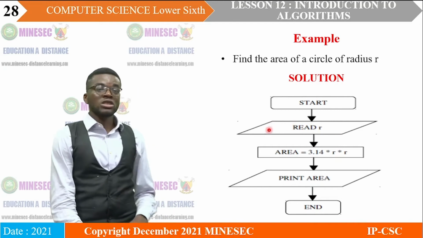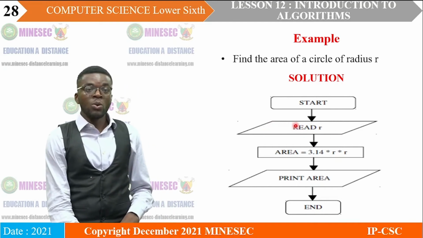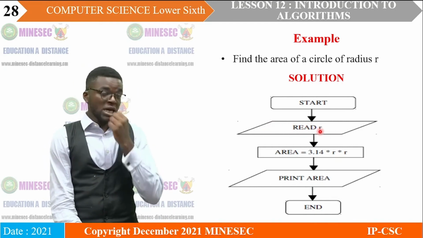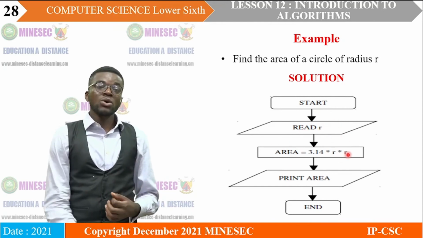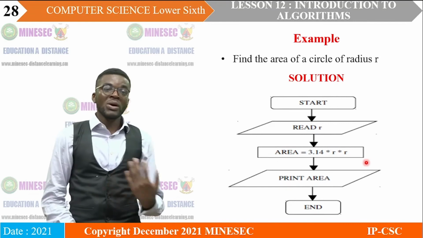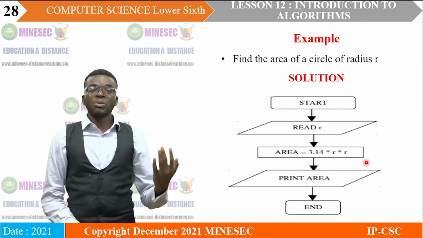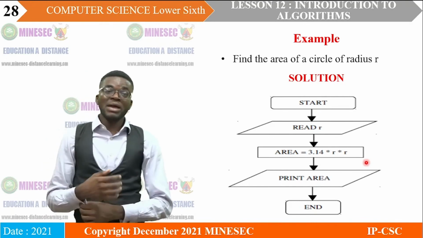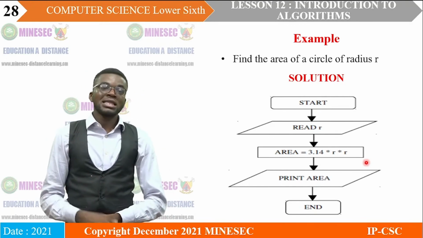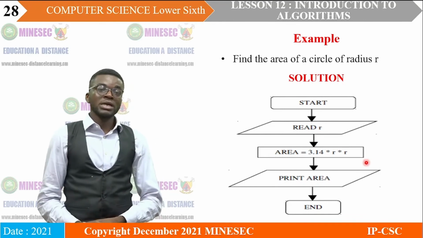This is used to receive input. So we read, that is, we read the radius, which has to be given. The rectangle is used to represent processing. So our area is equal to 3.14, which is the value of pi, times radius squared.